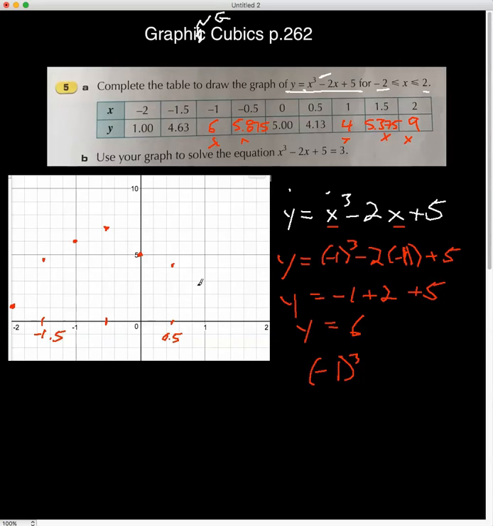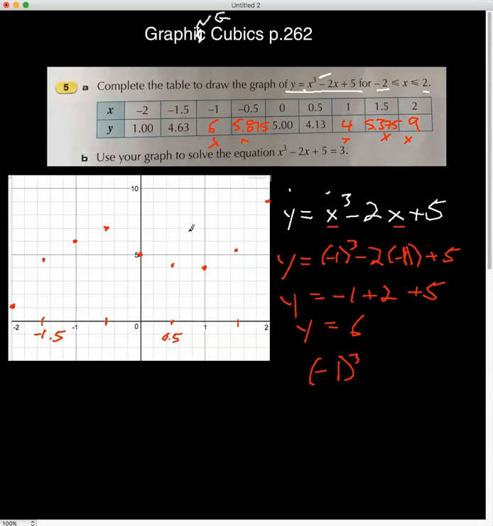All right, so cubic. Next, at 1 we have 4, which is right about here. Okay, so it comes down. It's a little bit under the 4.13 we had here. So it continues to go down. And finally we have the last two, 1.5, which is about here, and 5.375. So if this is 5 and this is 6, we should be around maybe right here. And then 9 is way up here.